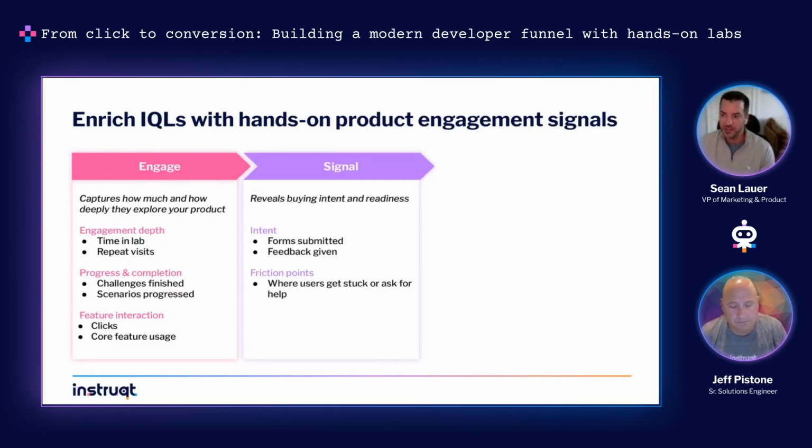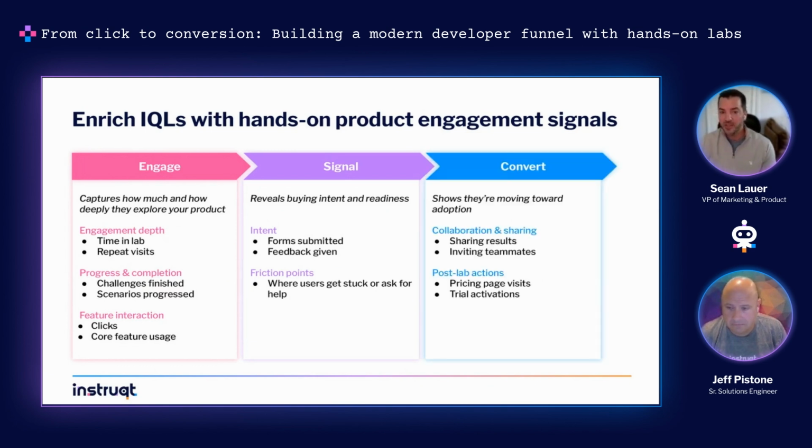The next bucket that we can look at, we call signal, which really involves revealing the buyer intent and readiness. And you can look at higher intent signals, pun intended, like forms submitted, feedback given, and then even friction points where users get stuck or ask for help, as those can obviously be very important signals from the lead generation process.